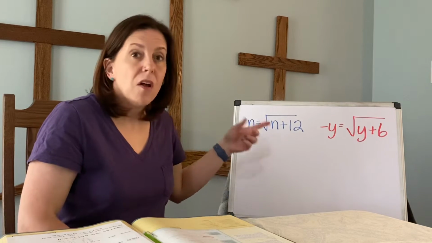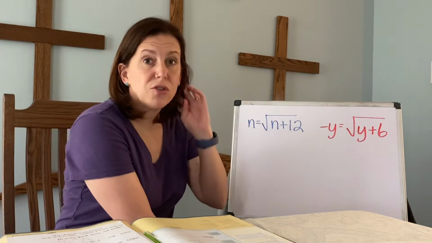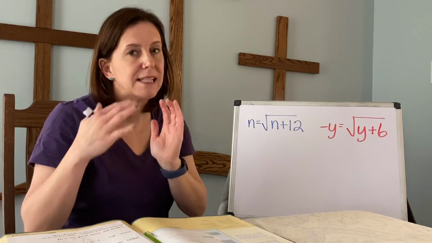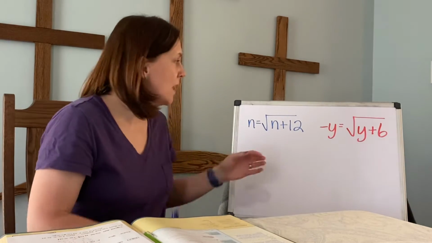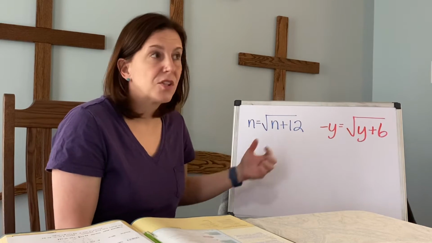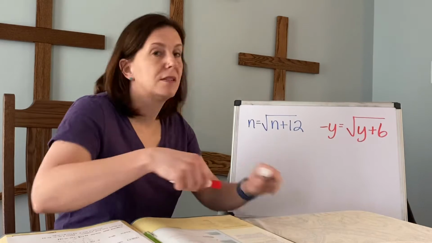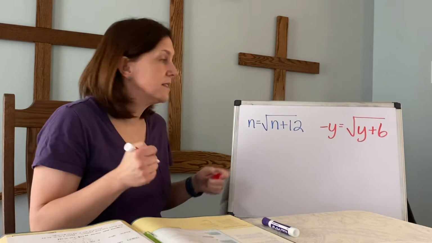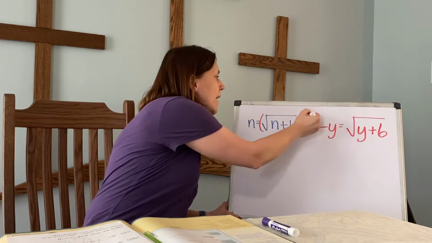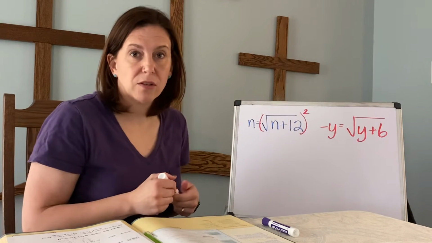For this one, remember, the first step is to isolate the radical. That means get it alone, get it by itself on one side of the equation. As you can see, this radical is already isolated, so we're ready to jump to step 2, and that is to undo the square root, we have to square the radical.